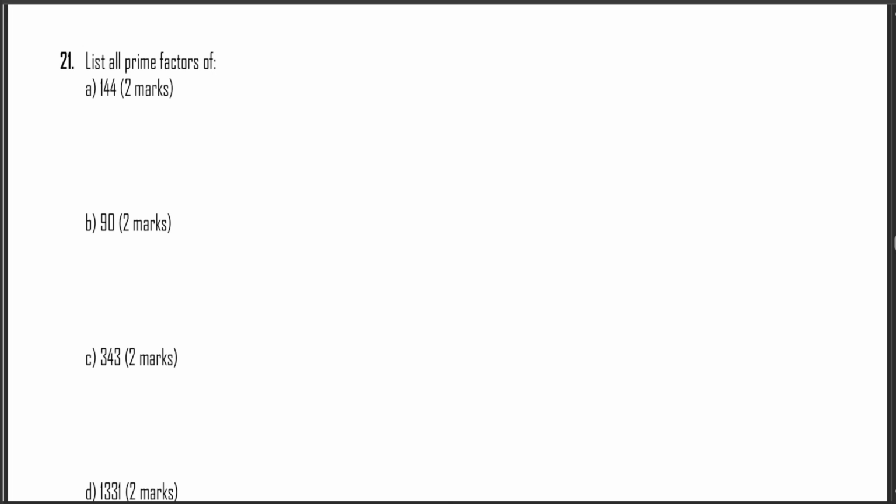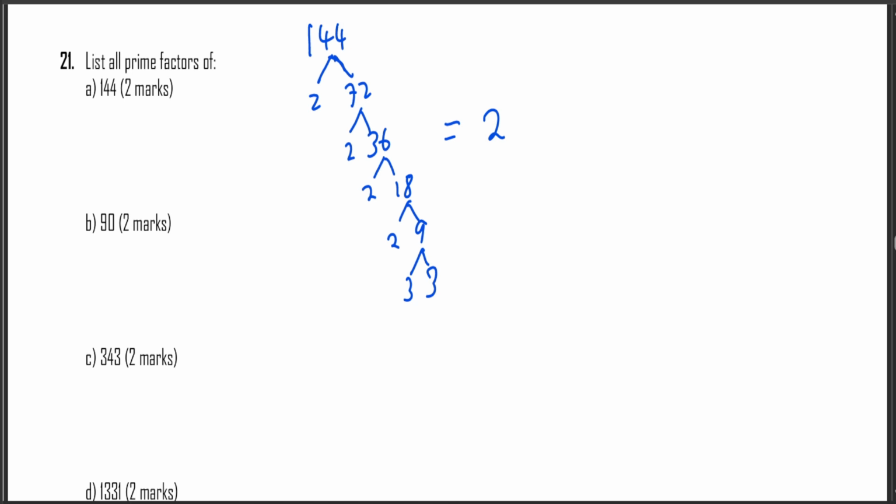Now question 21, list all prime factors of 144. Question B, 90, 343, and 1331. Now the easiest way here is this way. You can draw a factor tree. So 144, divide by 2 gives you how much? 72. 2, again 36. 2, 18. 2, 9. 2. And 3 and 3. So your prime factors for this case is going to be 2 power 4 times 3 squared.